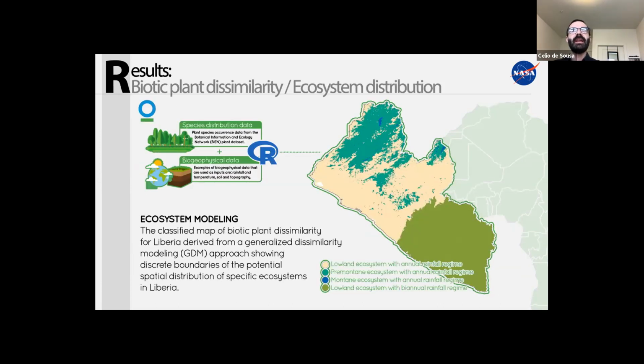And here is the plant similarity map showing 4 discrete classes of potential ecosystems in Liberia. These are the broad ecosystem classes that will bring more detail to the land cover classes that we just created. Next slide.